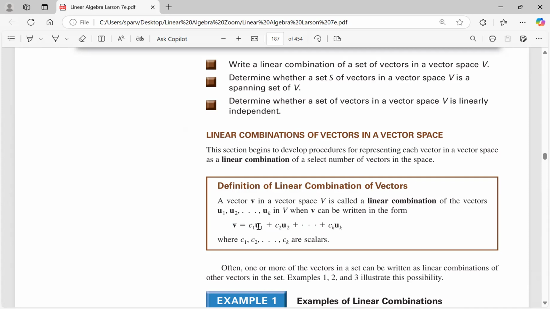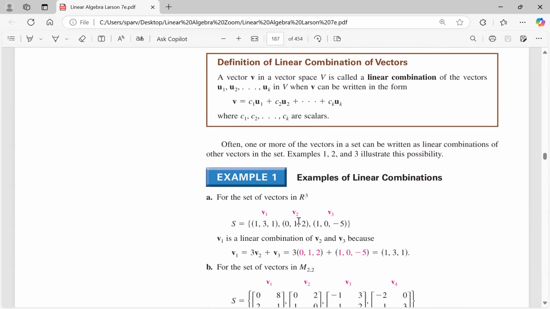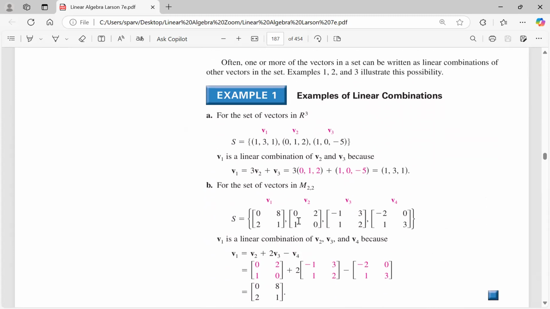The C's here are constants, scalars. The boldface are vectors. So here you go. This is an example, actually. We can just view it. So in this example, he said, here's my set S. This is a set of vectors in R3. So he handpicked, he selected 3 random vectors from that vector space. Vector 1, vector 2, vector 3. Now, it says vector V1 is a linear combination of V2 and V3, right?